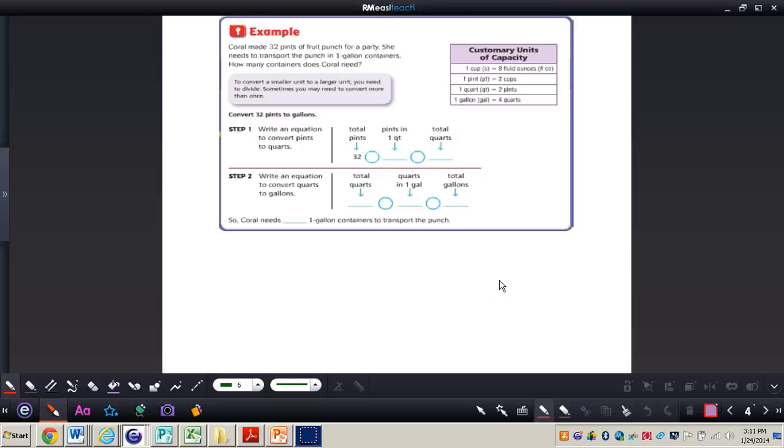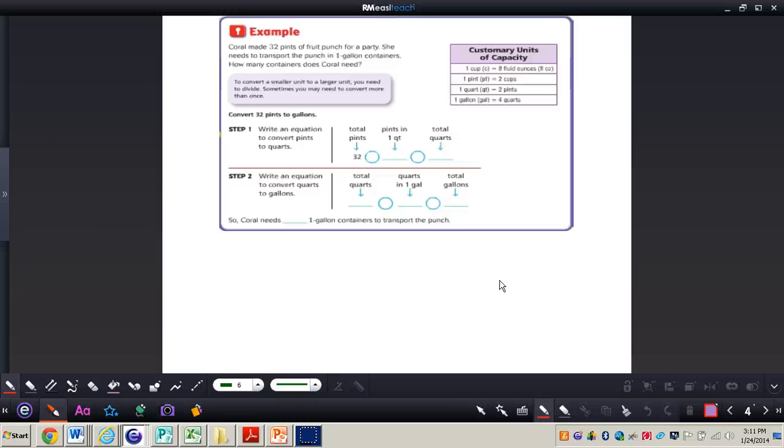Okay, we're going to take a look at an example. And the first thing I do want you to do is write down the customary units of capacity. I do want you to write down that chart. 1 cup equals 8 fluid ounces. 1 pint equals 2 cups. 1 quart equals 2 pints. And finally, 1 gallon equals 4 quarts. And it is important just to have something like that memorized so you can do these pretty quickly.